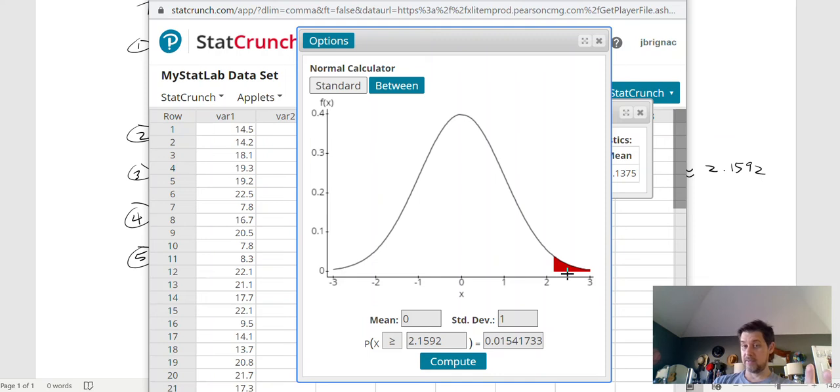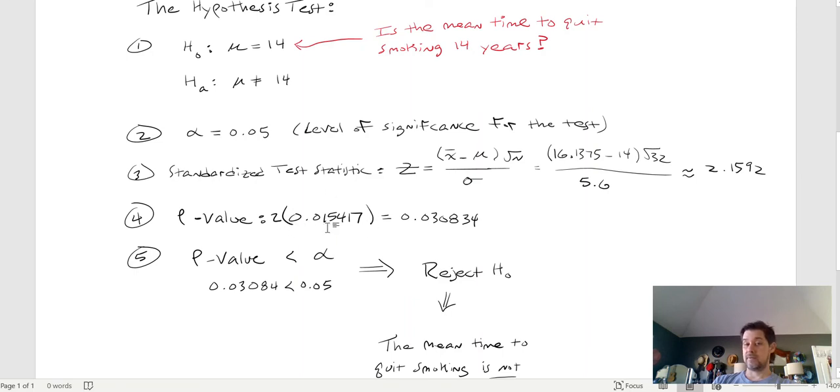That's the tail right there. And the area there is 0.015417. Okay, there's that number. You see where I got that? It's to the right of this on the standard normal. I double it in the case of a two-tailed test. If the null hypothesis says mu equals this number, it's always a two-tailed test. If it says mu is less than or equal to or greater than or equal to, it's a one-tailed test. So this is two-tailed. There's my number from my standard normal calculation. Multiplied times 2, I get 0.0308.